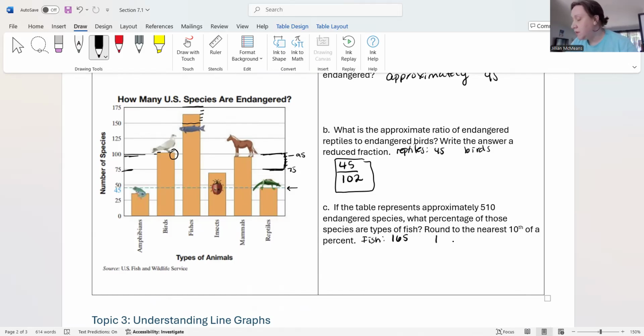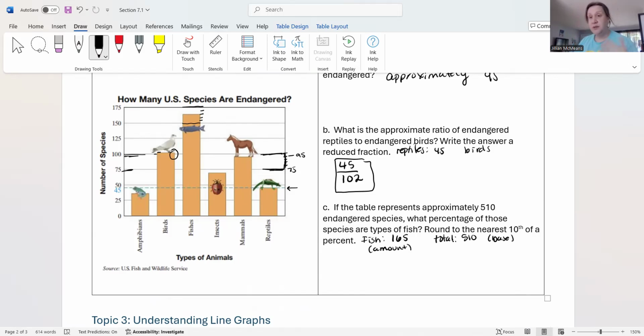And then we're told that the total is approximately 510. So what is the, I can't speak today. What is the base? What is the amount? Okay, we're looking for a percentage here. So we need a base and an amount, okay? We know the total quantity considered is always the base. That's going to be the 510. And then the fish is going to be some portion of the total number of endangered species. So this is going to be the amount.